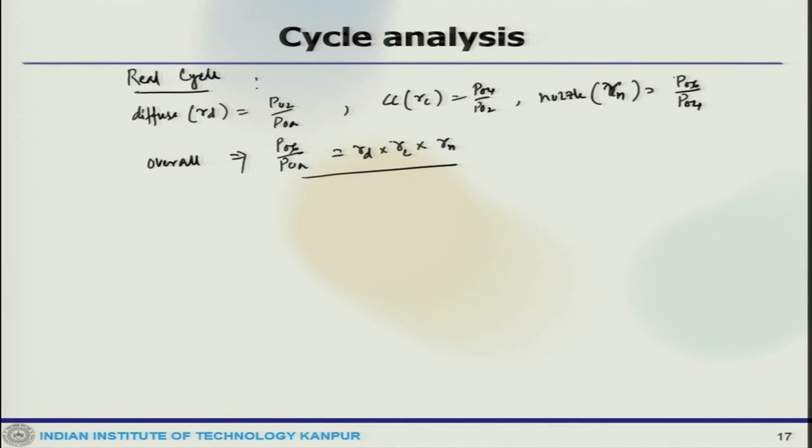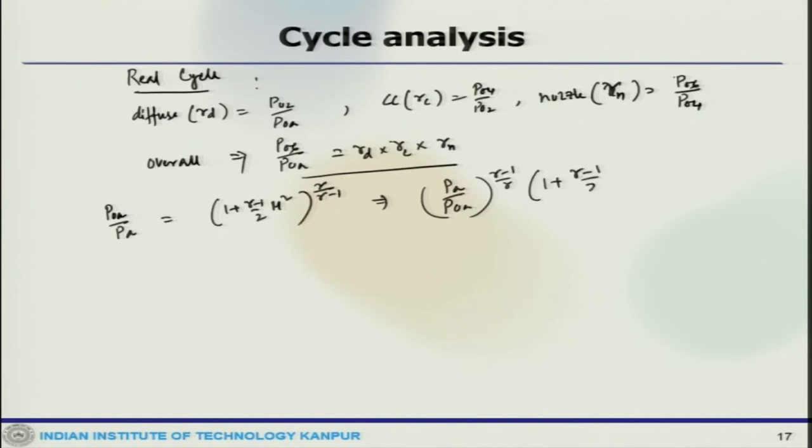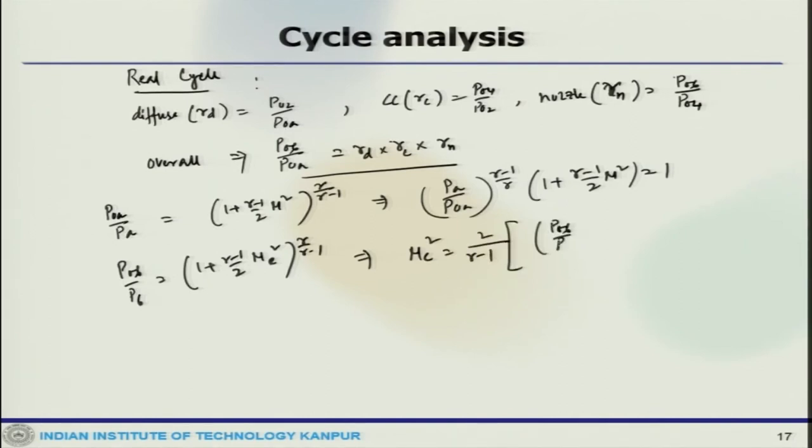So, now we write the stagnation pressure relation, gamma minus 1 by gamma. What we get from here is P A by P naught A to the power gamma minus 1 by gamma, into 1 plus gamma minus 1 by 2 M square, is 1. Similarly, P naught 6 by P 6, we can write as 1 plus gamma minus 1 by 2 M e square. So, we get 2 by gamma minus 1 times P naught 6 by P 6 minus 1, which is M e square.